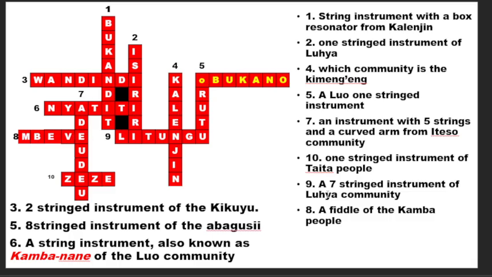Let's go to number 9. A 7-string instrument of the Luya community is called Ritungu. Number 10: a one-string instrument from the Taita people is called Zeze. So we've come to the end of our lesson.